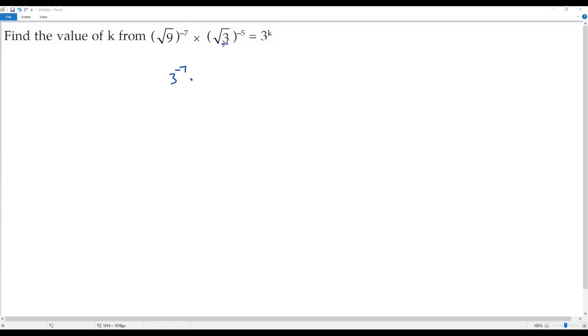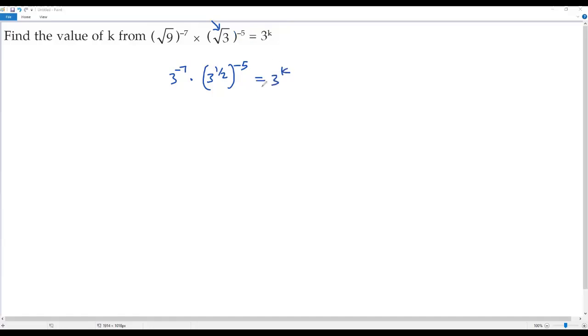Since it's not a perfect square, I'm going to write the square root as an exponent. Whenever I write square root as an exponent, the exponent will be 1 half. So raise it to the power of negative fifth. So I just wrote this square root of 3 as 3 to the power of 1 half, and I just write this exponent as it is, equals 3 to the power of k.